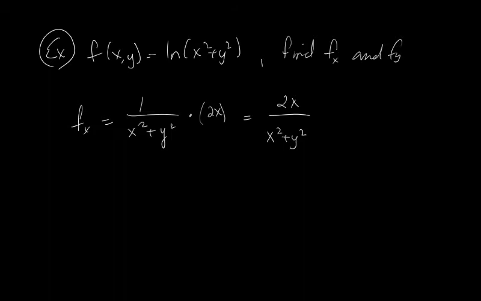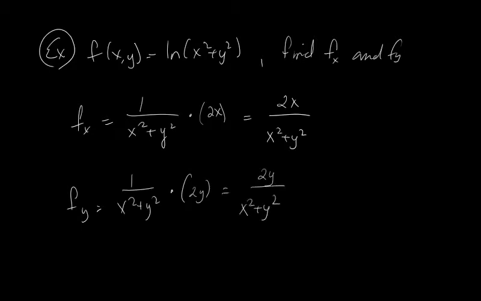Okay. Similarly, f sub y, we have a y inside the argument, so this is going to be 1 over x squared plus y squared, chain on the derivative with respect to y. So now x is constant, so the derivative is 0, and y squared has a derivative of 2y, so this comes out to be 2y over x squared plus y squared.